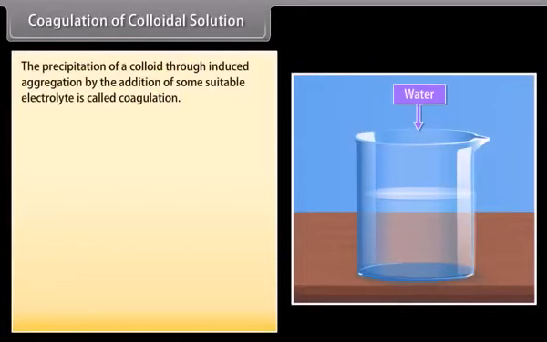Coagulation of colloidal solution. The precipitation of a colloid through induced aggregation by the addition of some suitable electrolyte is called coagulation.